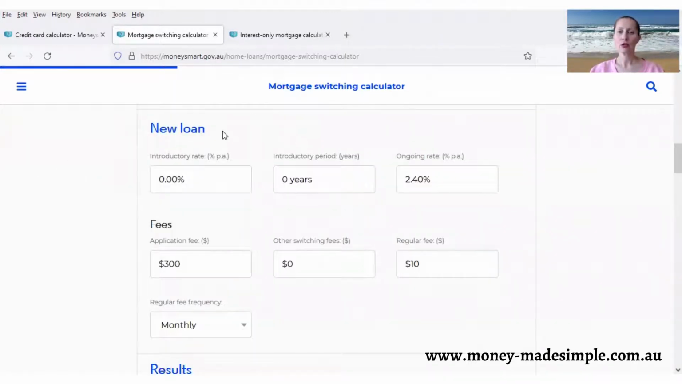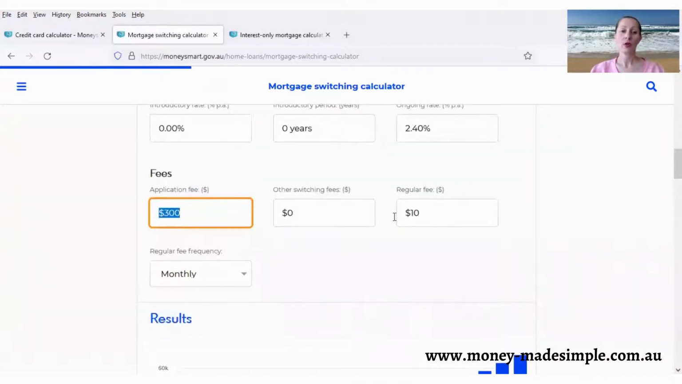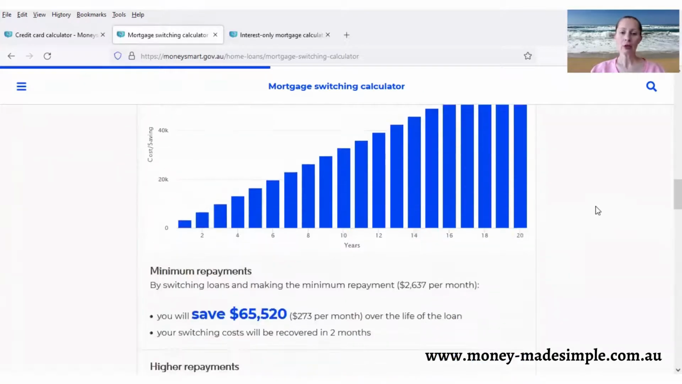So let's then look at the new loan. Let's also assume that there's no introductory rate, and that the ongoing rate is going to be 2.4%, which is quite realistic at the moment. There are quite a few options out there at that amount. Let's just say the $300 application fee, because like I said, that's what I experienced, and that there are no other regular fees, because that's also realistic. And let's have a look.